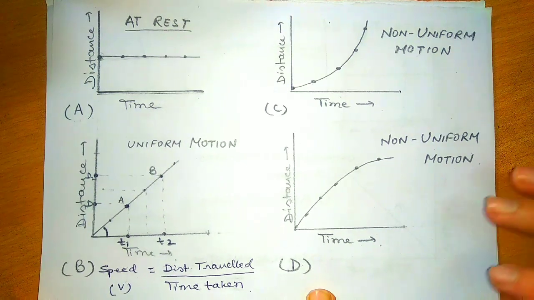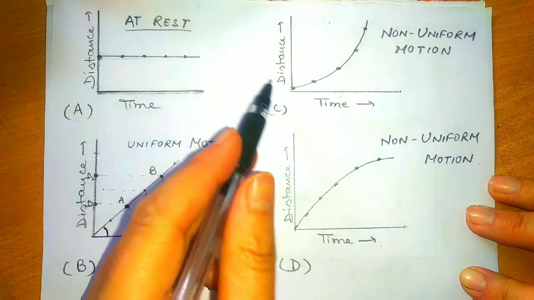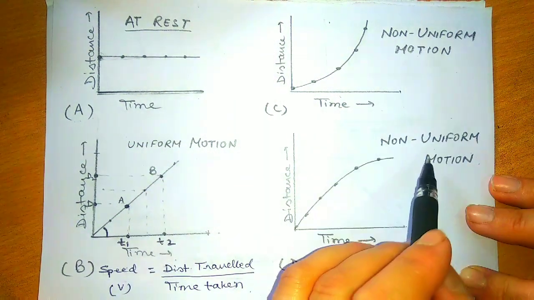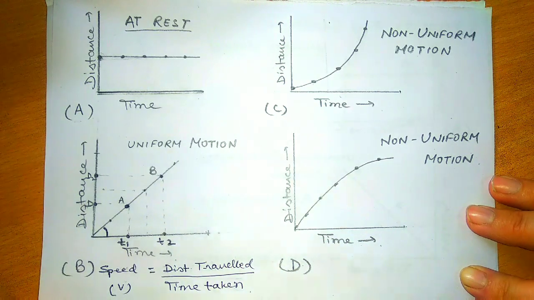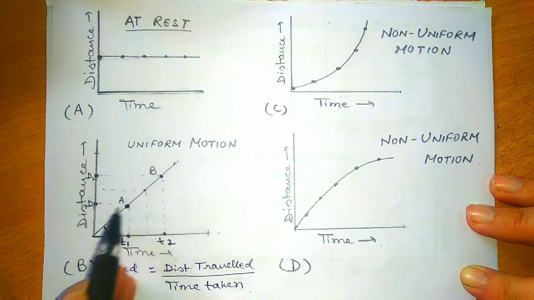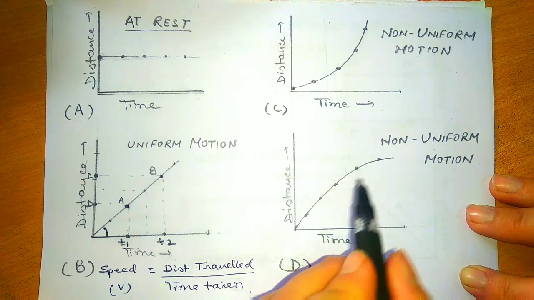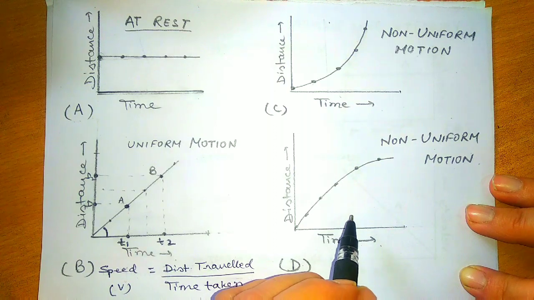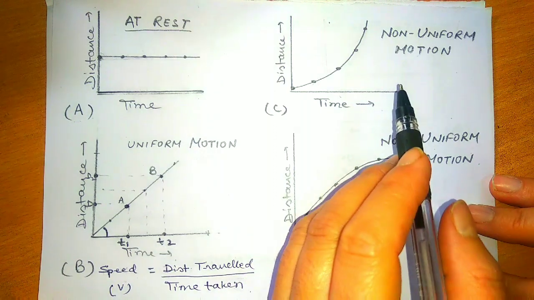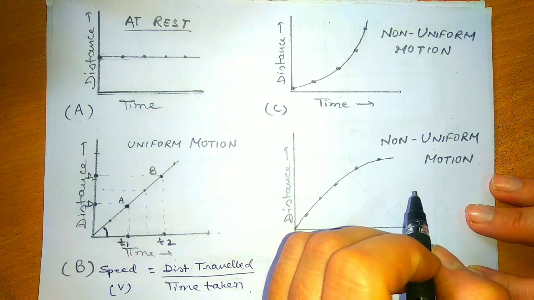Now we have the next graph, the distance time graph for non-uniform motion. Non-uniform motion means when an object travels unequal distance in equal intervals of time. In this case, we can find the slope of the distance time graph as the ratio of these two. Non-uniform motion says that the distance time graph shows a non-uniform variation in both cases. It means an object covers unequal distance in equal intervals of time.